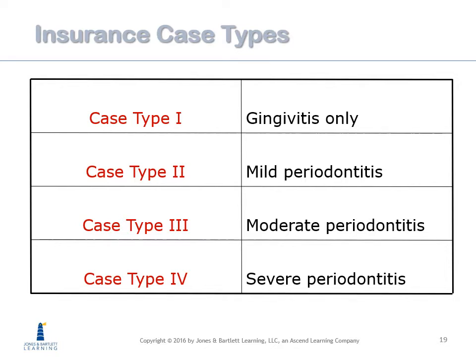But what that basically is: case type 1 is gingivitis only, case type 2 is mild periodontitis, case type 3, moderate, case type 4 is severe, and each one of those has a certain percentage of bone loss or certain millimeters of bone loss that would indicate the transition from one case type to another.